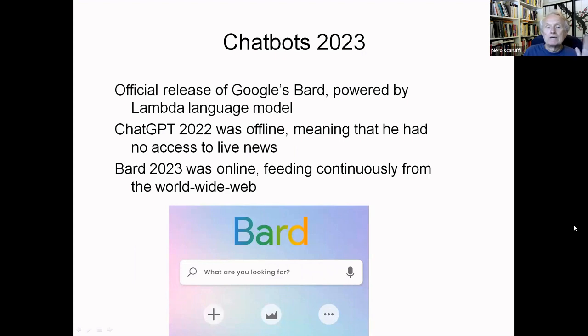So anyway, now we have also Bard, which is different from ChatGPT, because ChatGPT didn't have access to live news, and Bard is online. It knows what is going on in the world. So some of the limitations will be taken care of.